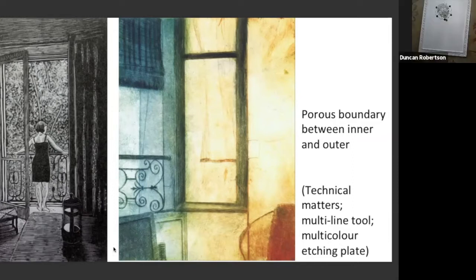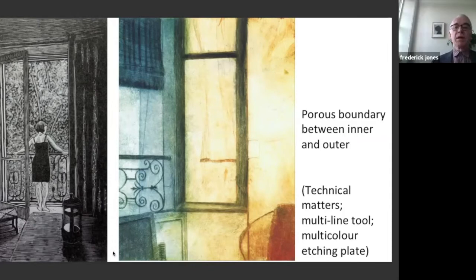Similarly, the windows on the right, here we concentrate on the interiority of the window. We can't really see what's going on outside the window, but the challenge here was making a plate etched and aquatinted with a number of different colors on the same plate to create the atmosphere.